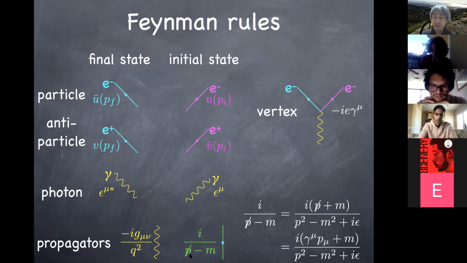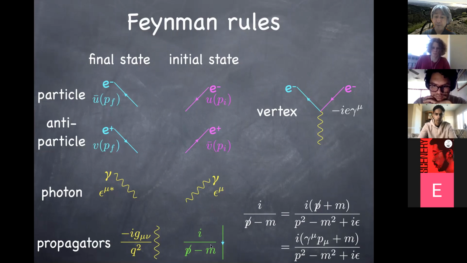So this shorthand notation is meant to be this object: i (gamma^mu p_mu + m) upstairs, and p squared minus m squared plus i epsilon downstairs. And this p squared minus m squared plus i epsilon is exactly the same thing you had for the propagator of the massive Klein-Gordon field. The only difference is that I have something else in the numerator, which is this gamma^mu p_mu plus m. So that's the only difference.